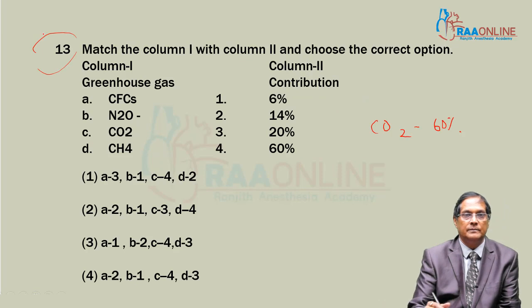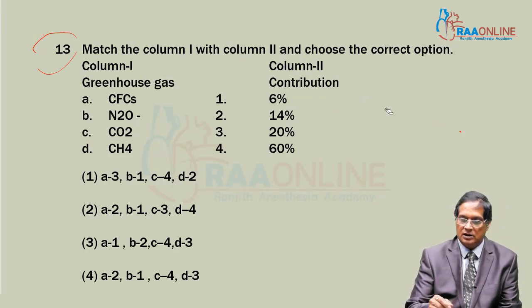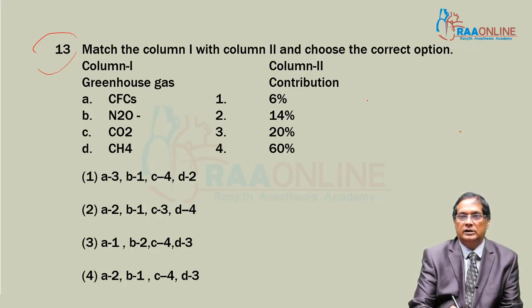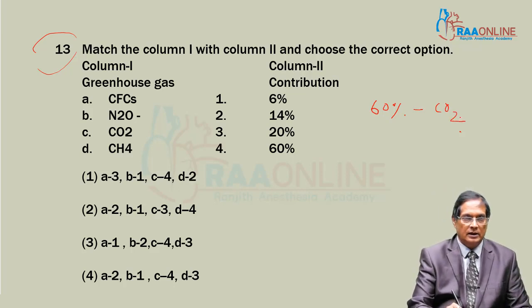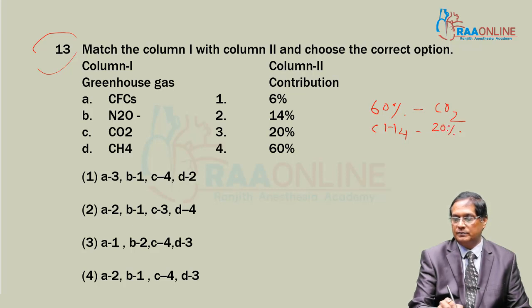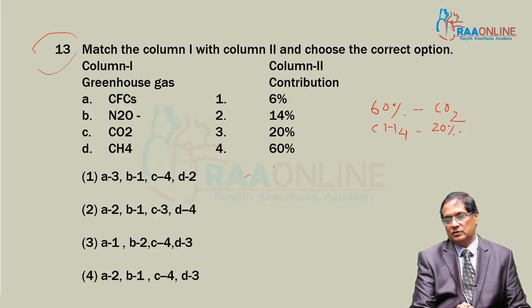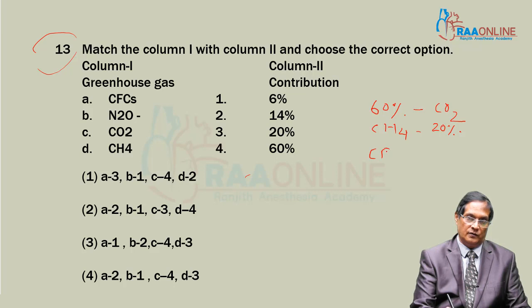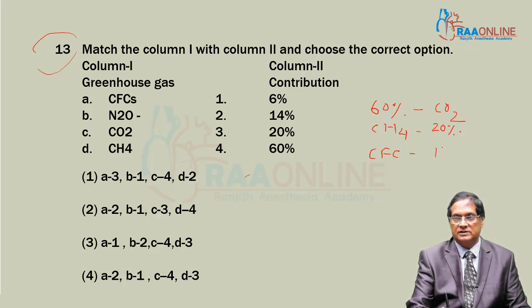Come to question number 13. These are all greenhouse gases. In decreasing order, carbon dioxide is 60%. Next to carbon dioxide, methane, CH4, is harmful, at 20%. Then chlorofluorocarbon, CFC, which is detrimental to the ozone layer, is 14%. And nitrogen-containing compounds like N2O gases are 6%.